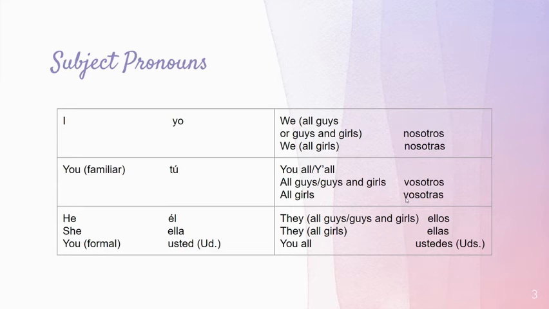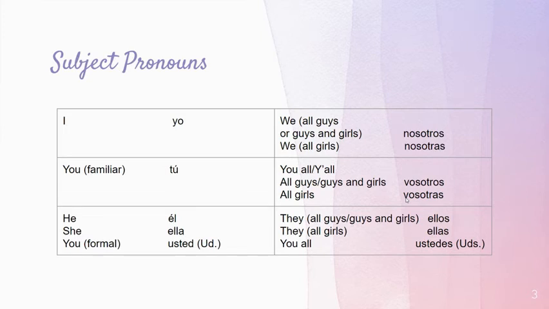So we have vosotros and vosotras. This follows the same rules as the nosotros and nosotras usages above. So vosotros, with an OS, is going to be either all guys or guys and girls. And the vosotras form will be only all girls.